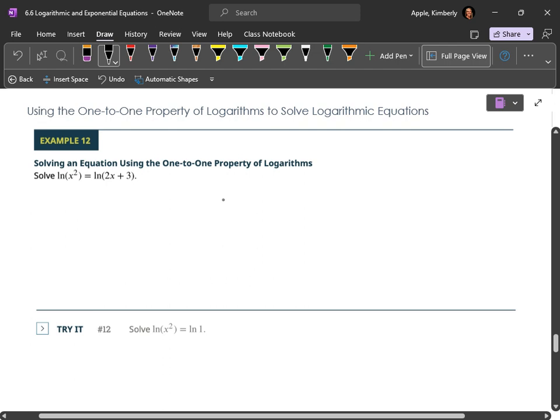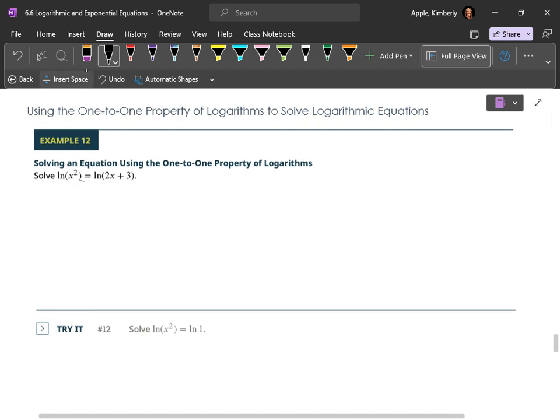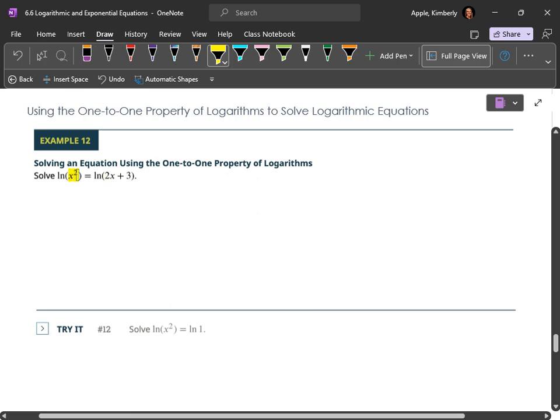Then moving on to using the one-to-one property of logarithms, which we've already seen. This just says that if the bases are the same for the logarithm, then we can set the arguments equal. And so remember that the argument is just what's inside the logarithm. So because the natural log has the same base, we can just set those arguments equal and then solve.